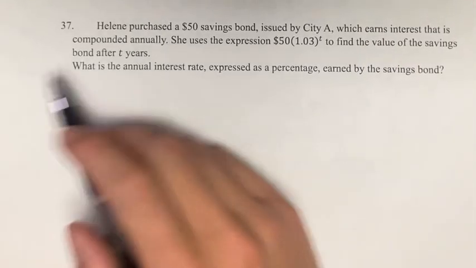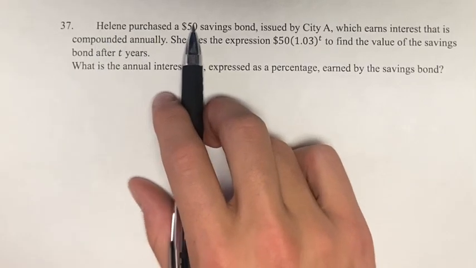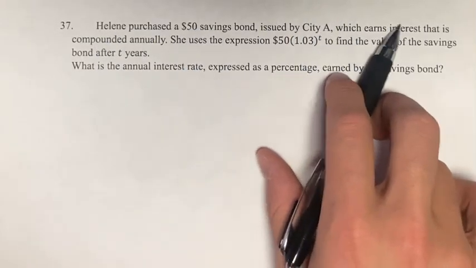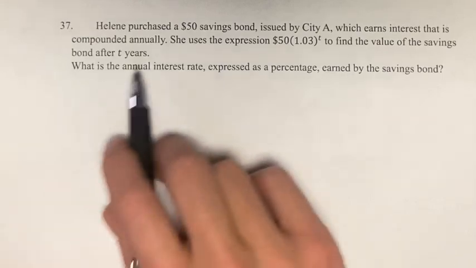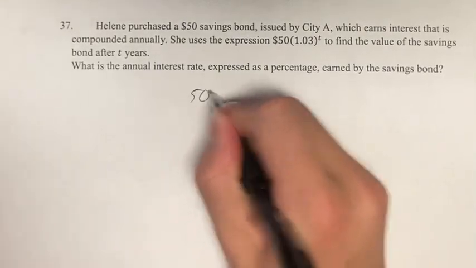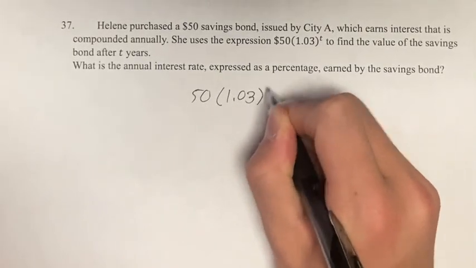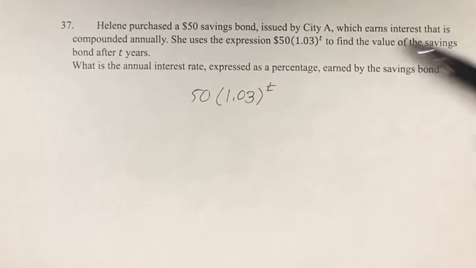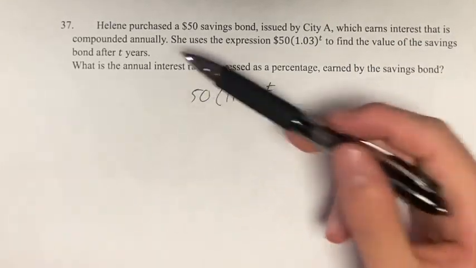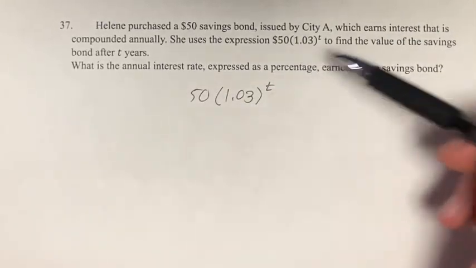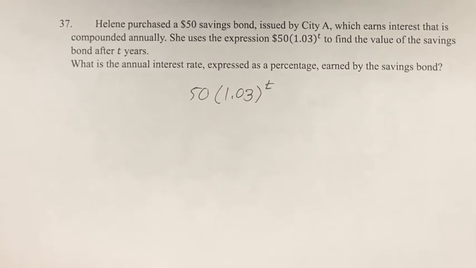In this problem, we're told Helene purchased a $50 savings bond issued by City A, which earns interest that is compounded annually. She uses the expression 50 times 1.03 to the t to find the value of the savings bond after t years. We're asked what is the annual interest rate expressed as a percentage earned by the savings bond.